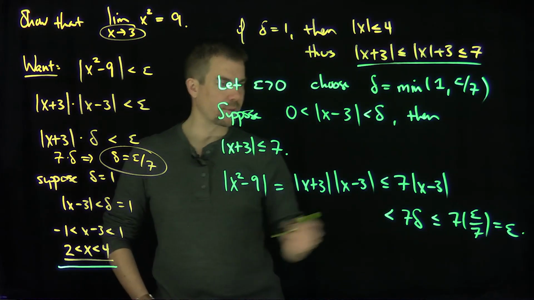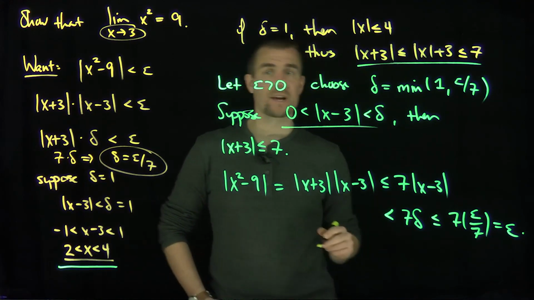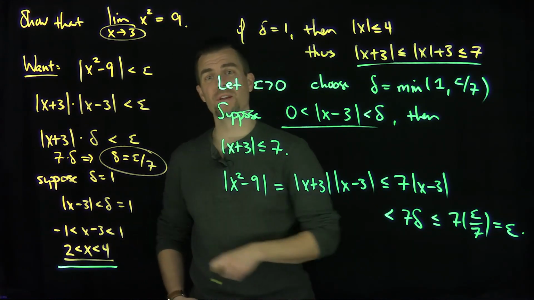So I've shown my function minus my limit is less than epsilon if x minus 3 in absolute value is less than delta, and that formally proves that the limit exists.